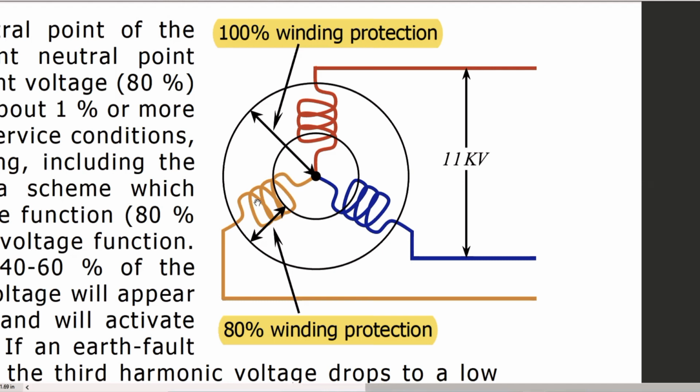You see, if a ground fault occurs in the 80% winding, then we can detect it easily. But if the fault occurs near the neutral point, because the neutral is already grounded, and that point of the winding is also grounded, we cannot detect it very easily, because that fault is very, very near to the neutral point. It is assumed similar to the neutral, which is already grounded. So for that purpose, there is another very sensitive winding protection that is called 100% winding protection.